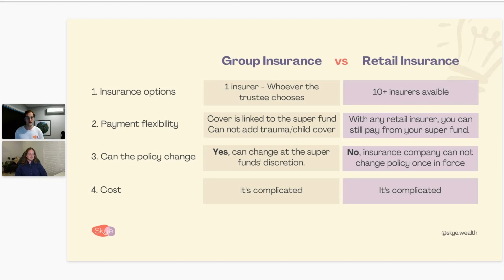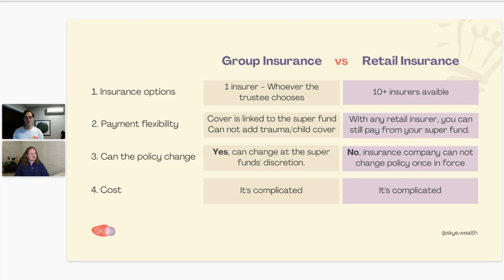The payment flexibility, so as mentioned earlier, we can have some of your insurances through super, some outside super with your retail policy. With your group insurance policy, that's always just going to be within your super fund. We're unable to add the trauma or the child trauma policies, where the retail policy gives you all the bells and whistles, allows you to pay sometimes through super for some features, and then always outside super for the other features and things that you want to pay for as well.